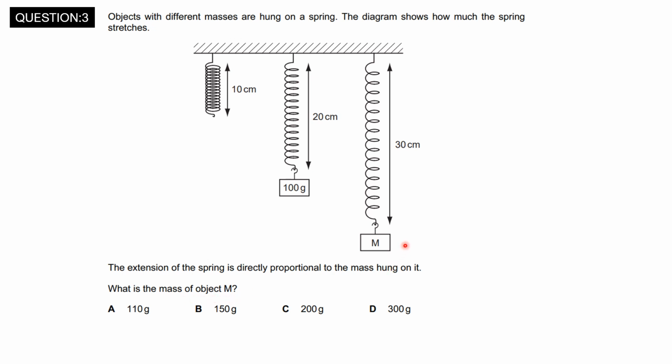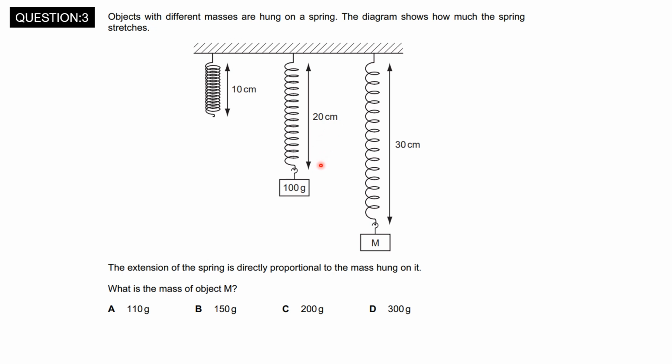In various methods you could find the mass with simple logic. Initially 0 mass, 10 centimeter. Once 100 gram is added, it extends 10 centimeter, because this 20 is the total length of the spring. So 20 minus 10 is 10. So 100 gram makes 10 centimeter extension on this spring. Now you keep this as an initial length, 20 centimeter with 100 gram. Then again we are adding some mass. Its total length is 30. So 30 minus 20 is 10 centimeter.